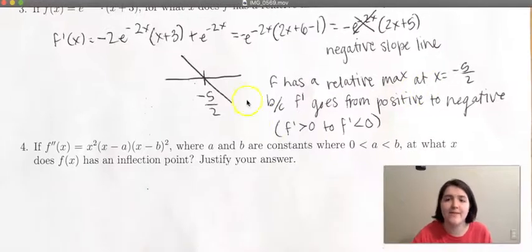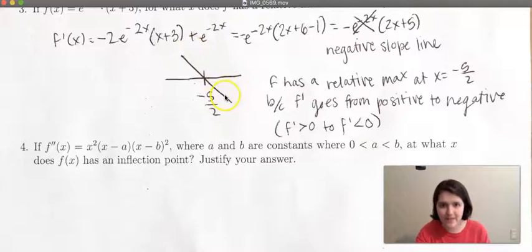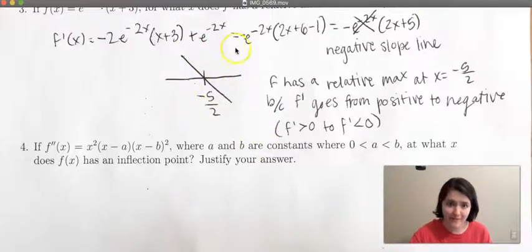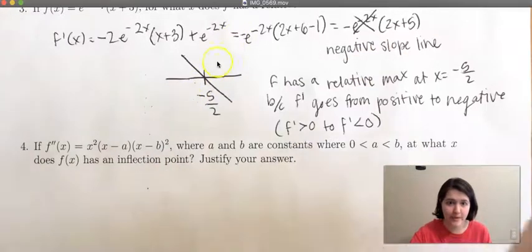So rel max at negative 5/2 because f prime goes from positive to negative, and that is the rule for rel max. So if it were rel min, then it would have to look like this. It would be going in the opposite direction.